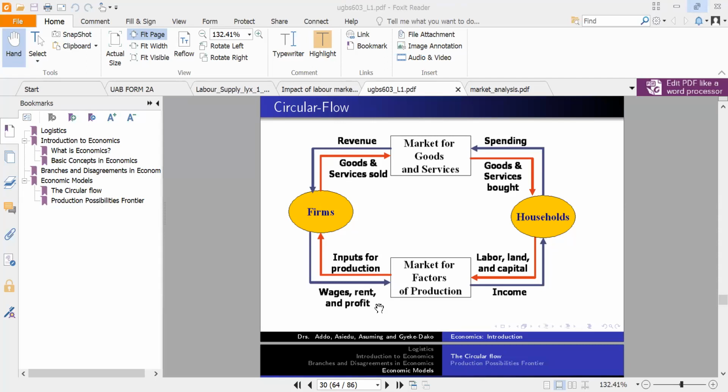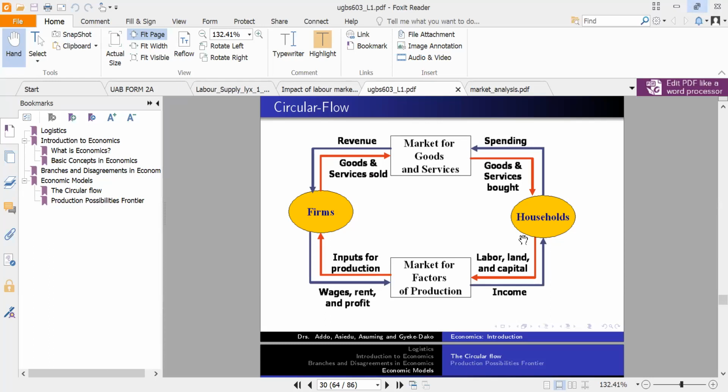So households own these factors of production and give them to firms. Firms use these factors to produce goods and services. And the goods can go back to households, who will then purchase them, and then the whole cycle continues.